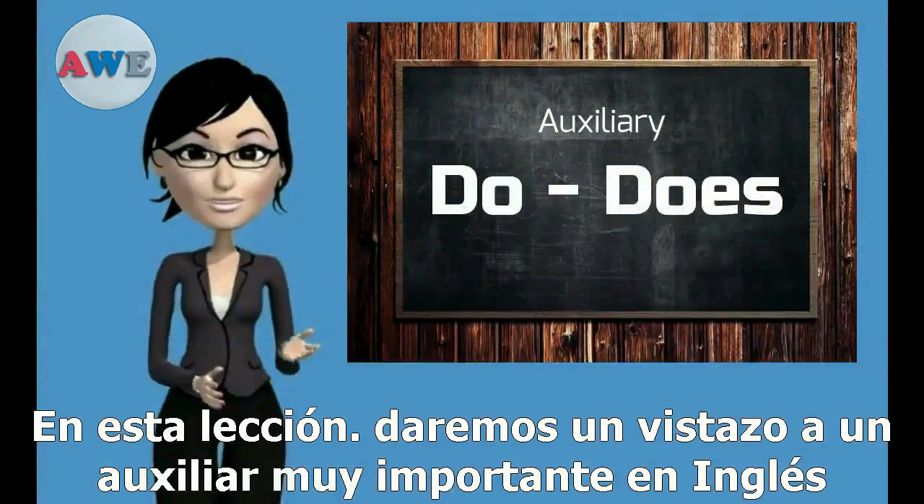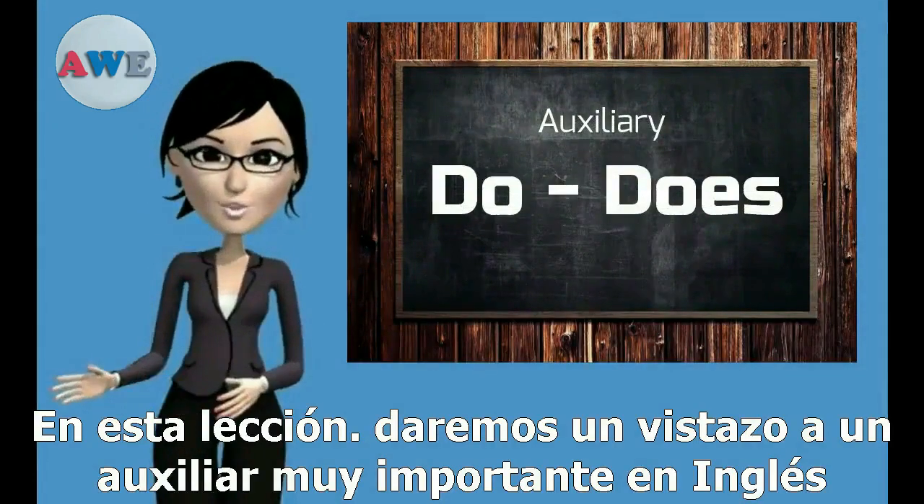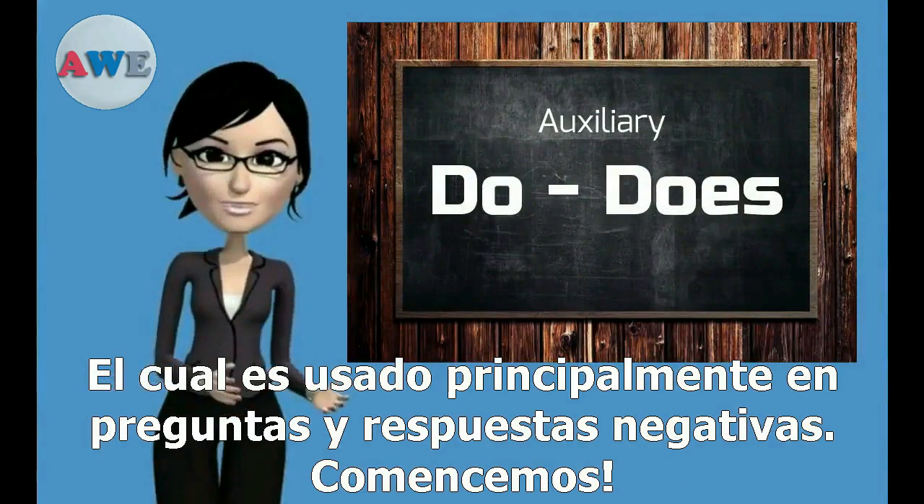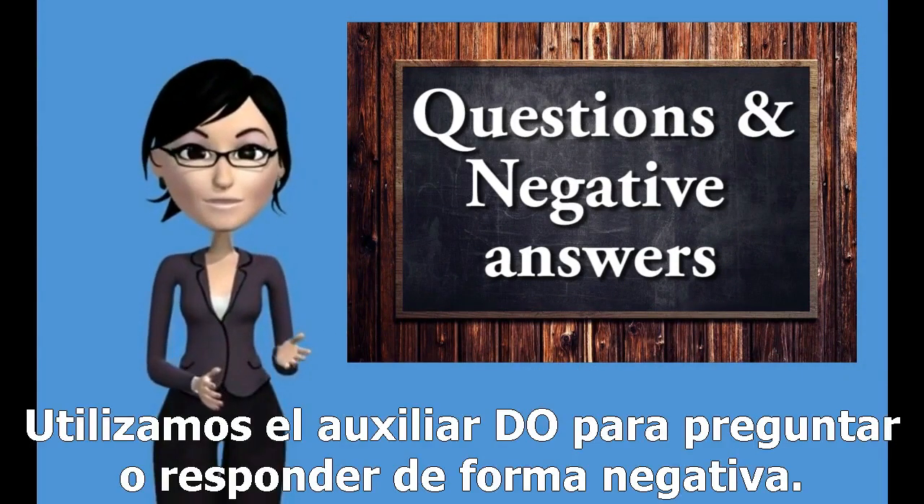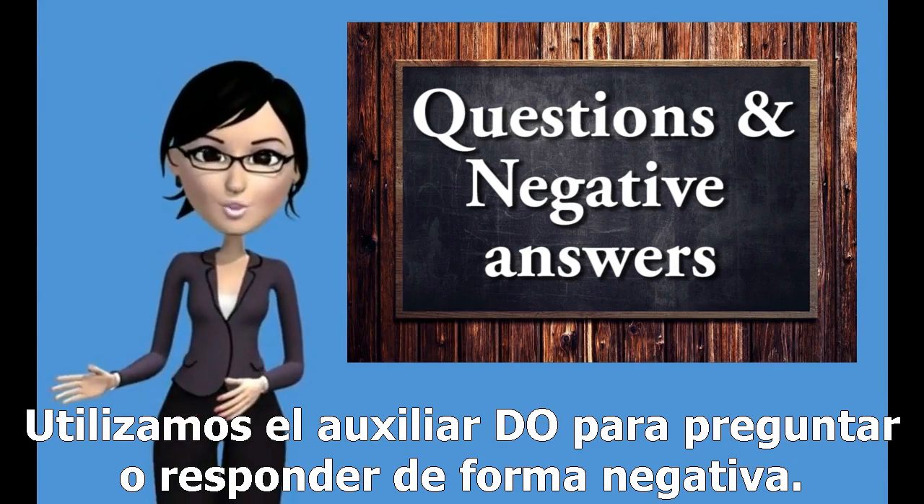In this lesson, we'll take a look at a very important auxiliary in English which is used mainly in interrogative and negative sentences. Let's begin. We use the auxiliary do whenever we ask a question or when we answer in a negative way.